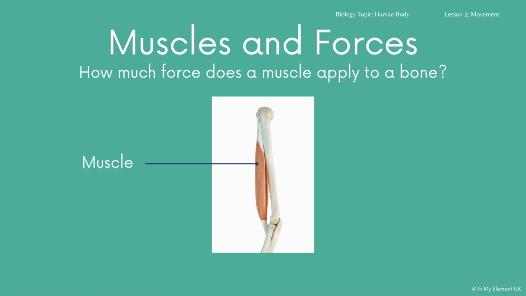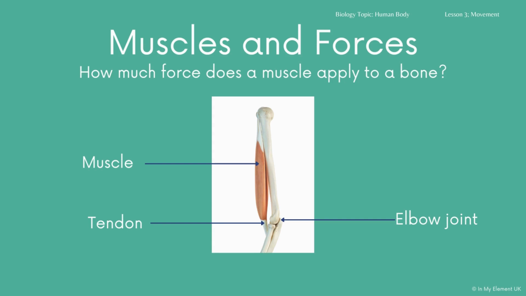So if we take a look at this here, you can see the muscle attached to the bone. The tendon attaches that muscle to the bone, and then the bone acts as a lever. So the elbow joint is a pivot, and it's a pivot because the rotation happens there, which enables the bone to move.